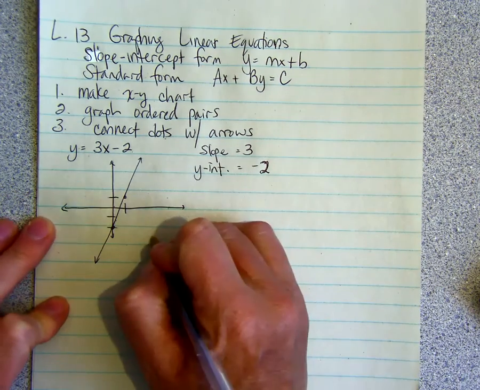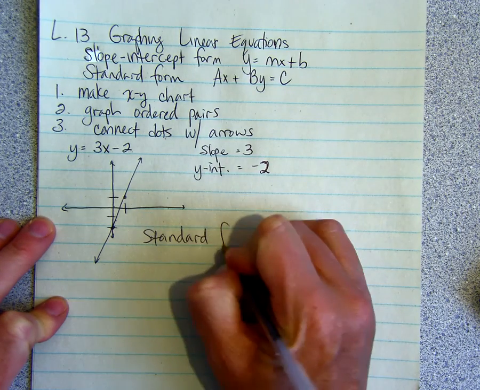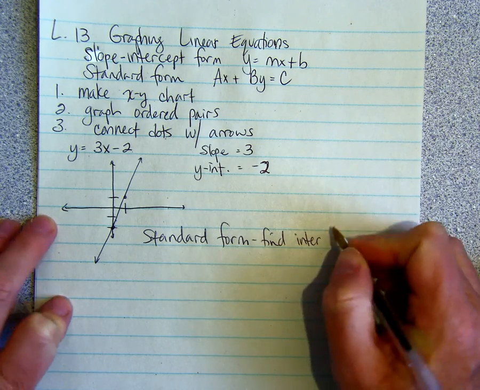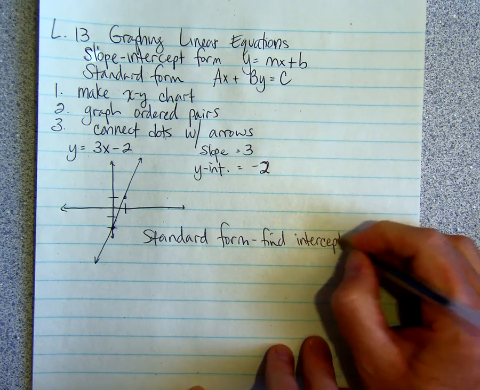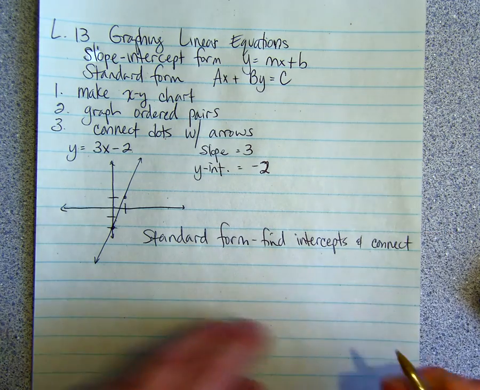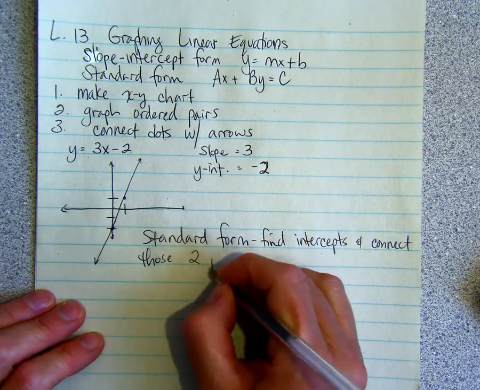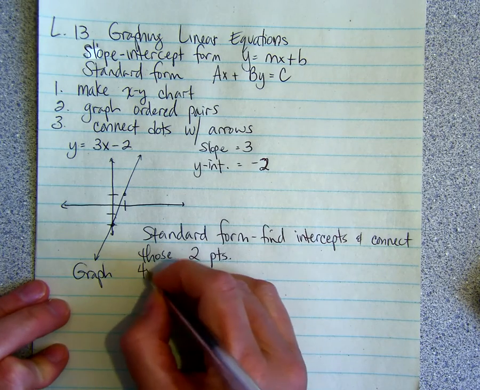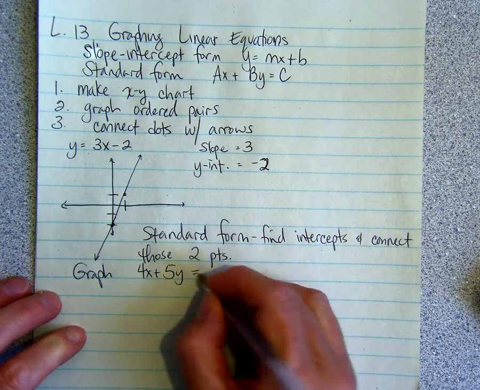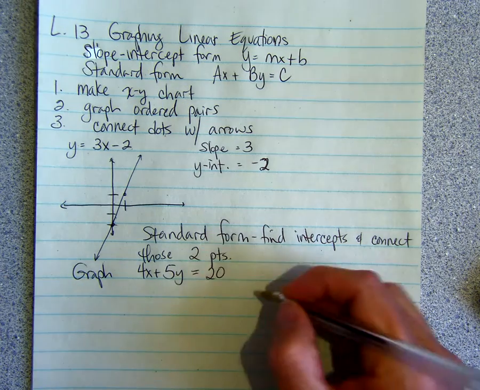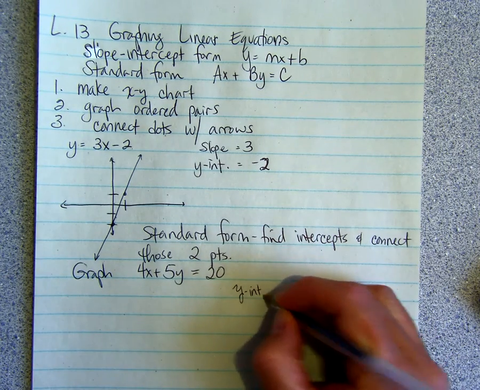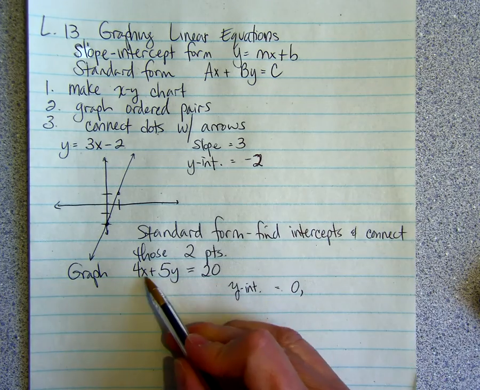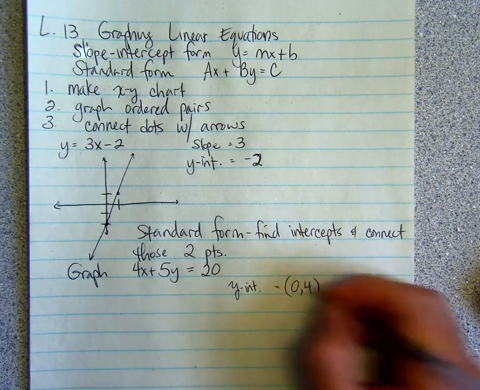If it's in standard form, you just find the 2 intercepts and connect those 2 points. So here's an example. If you were asked to graph 4x plus 5y equals 20. So we have the y-intercept, which is just when x equals 0. So if x is 0, 5 times y is 20, so y would be 4.